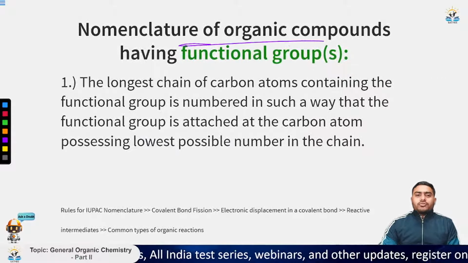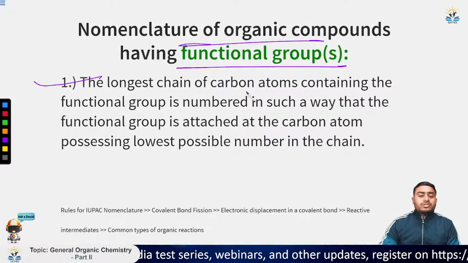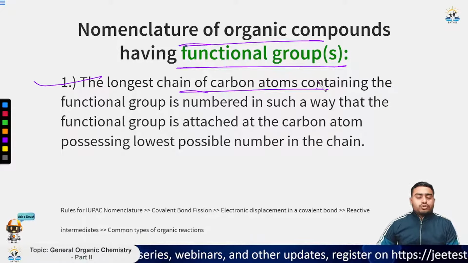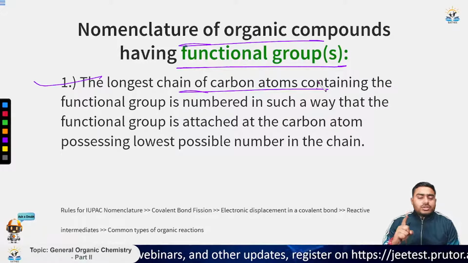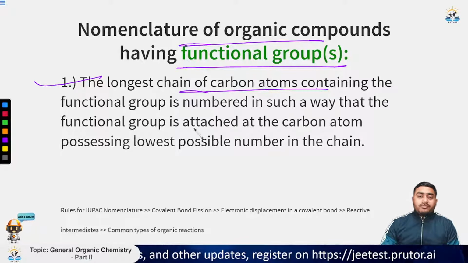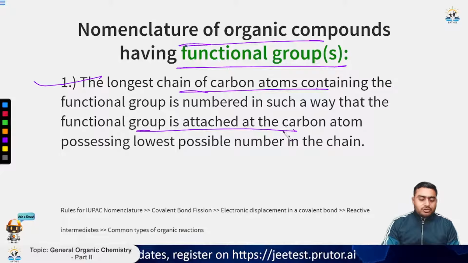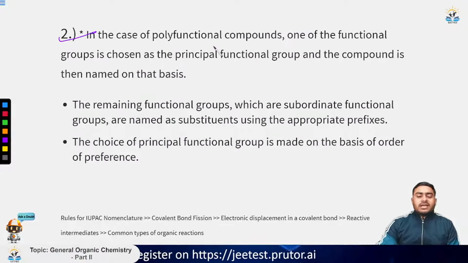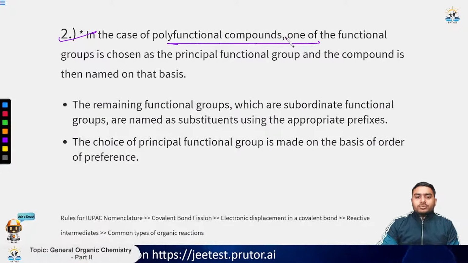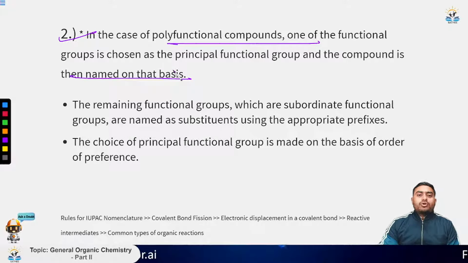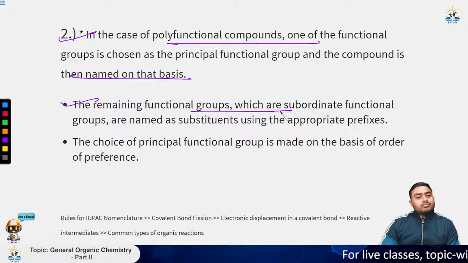Okay, nomenclature of organic compounds having functional groups. First of all, the longest chain of carbon atoms containing the functional group. So you have to choose the longest chain which includes the functional groups along with the multiple bonds. Okay, and the functional group is attached at the carbon atom possessing the lowest possible number. That is the point. Second point, in case of polyfunctional group compounds, one of the functional groups is chosen as the principal functional group, and the compound is then named on that basis. The remaining functional groups, which are subordinate, are named as substituents.